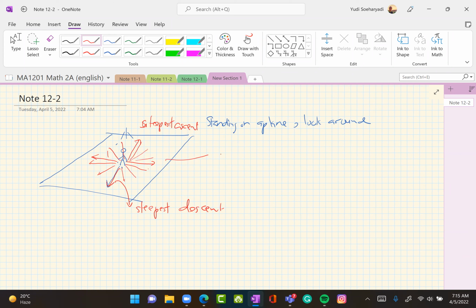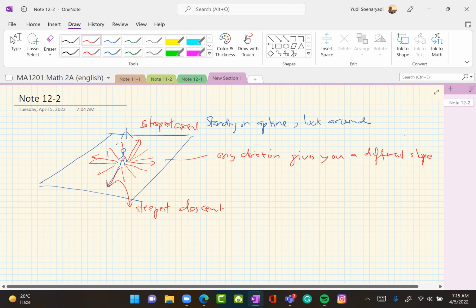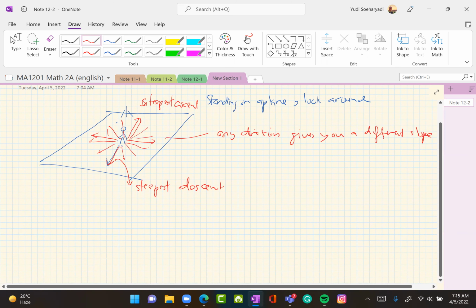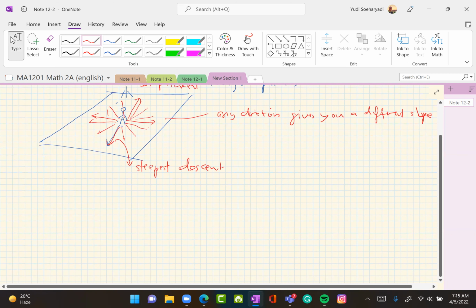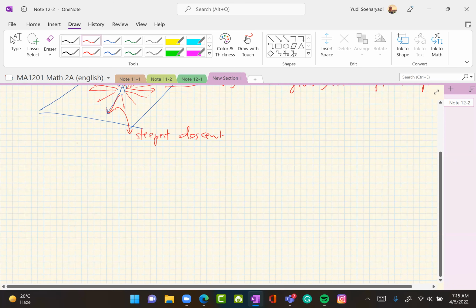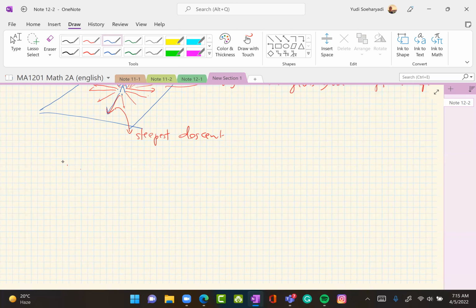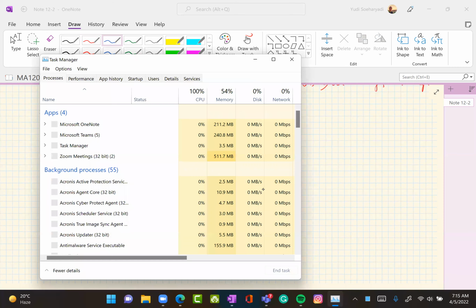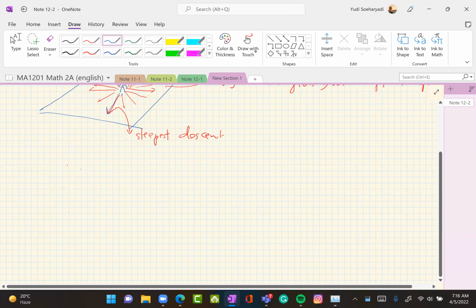Okay, so any direction gives you a different slope. So how should we compute the slope? Here comes what we call the directional derivative. So what the directional derivative says is that let f be a differentiable function, meaning all the partial derivatives exist.